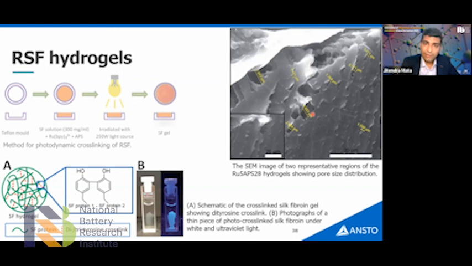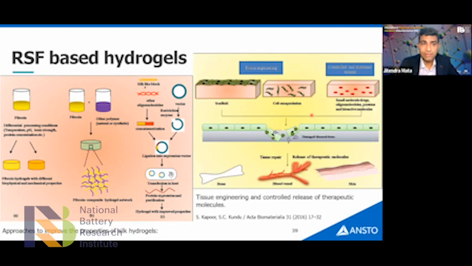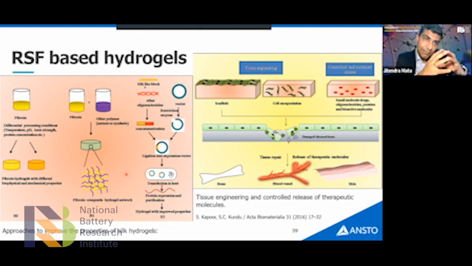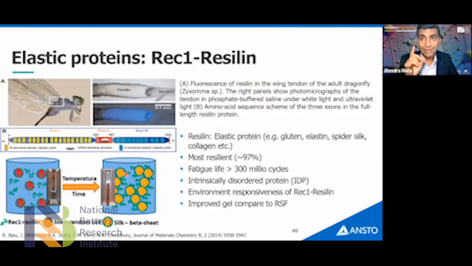But silk, as I said, has some limitations. So we wanted to improve the silk. To do this, you can mix silk with another protein, or you can mix it with another polymer. And that is what we did. We not only studied the silk hydrogel made out of silk, but we combined this silk with other molecules. One of those molecules is called REC1 resilin.